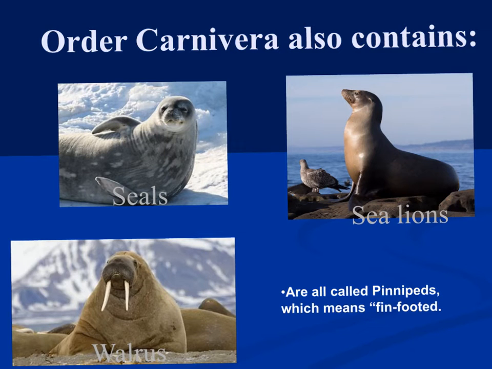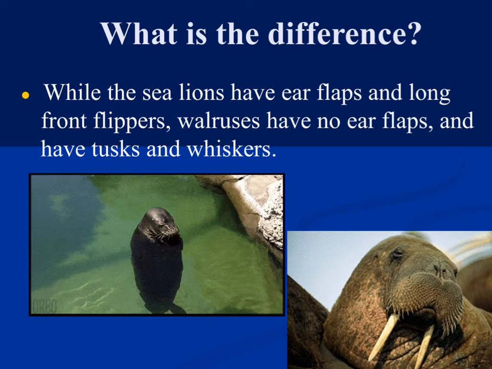Other examples of Carnivora are seals, walruses, and sea lions. All are called pinnipeds, which means fin-footed. So what is the difference between these? Well, the sea lions, if we look right here, have ear flaps and a long front flipper. You can see their little ear flaps right there. While the walrus does not have any ear flaps, it has the tusk and it has the whiskers.